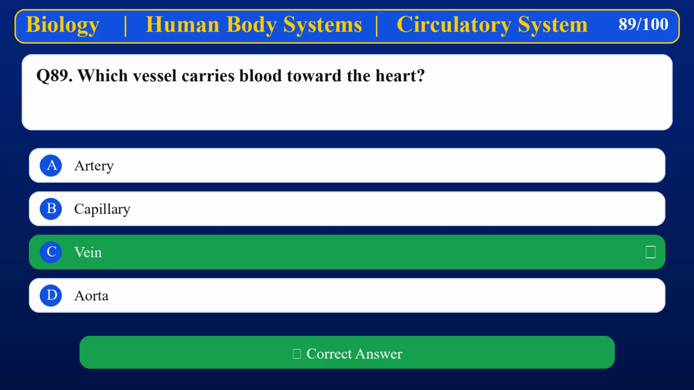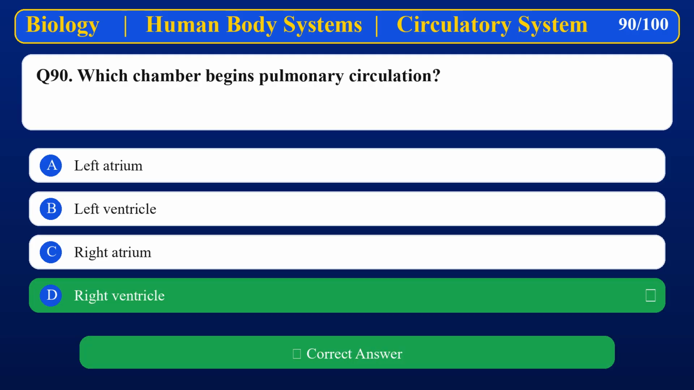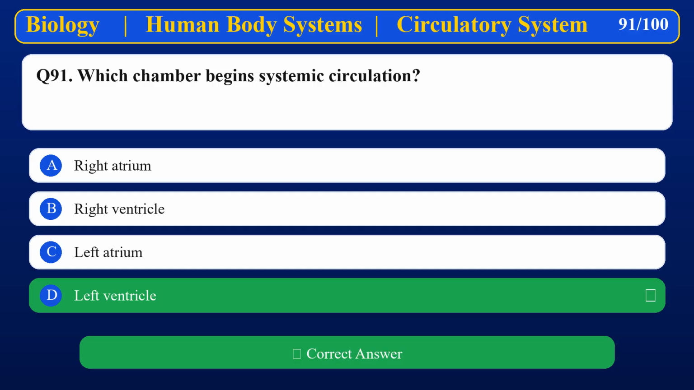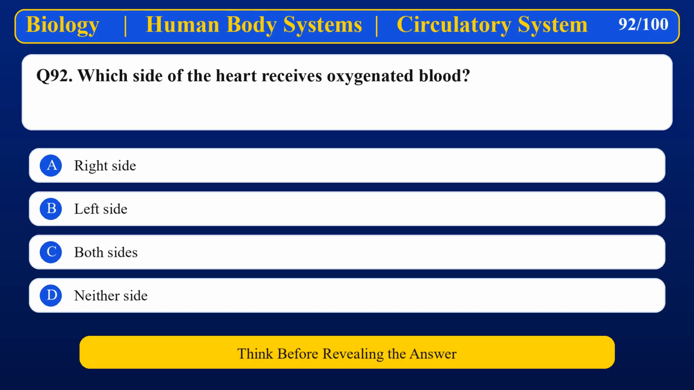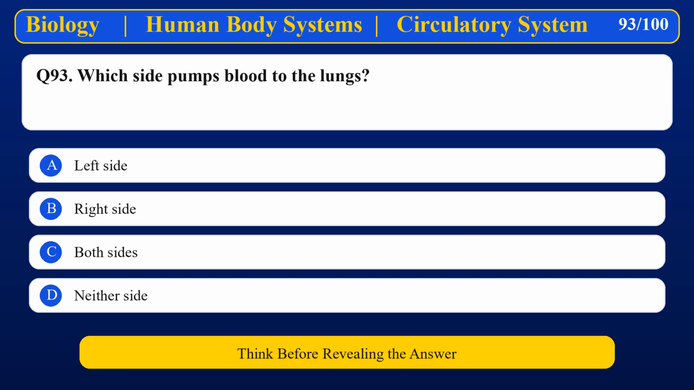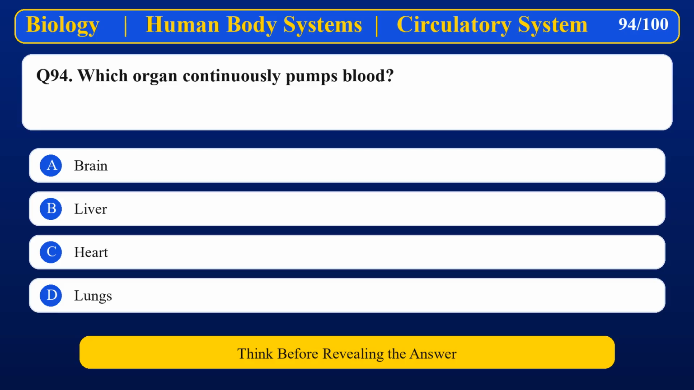Vein. Which chamber begins pulmonary circulation? Right ventricle. Which chamber begins systemic circulation? Left ventricle. Which side of the heart receives oxygenated blood? Left side. Which side pumps blood to the lungs? Right side. Which organ continuously pumps blood?